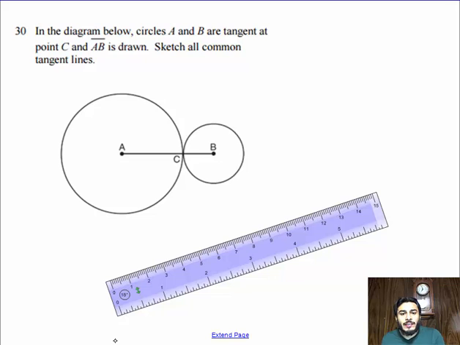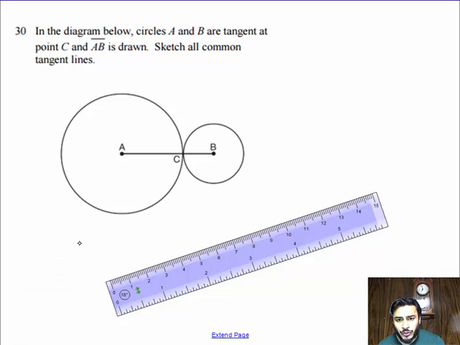All right, so number 30 says, in the diagram below, circles A and B are tangent at point C. So that means that these two circles are touching each other at exactly one point. And AB is drawn. Sketch all common tangent lines.